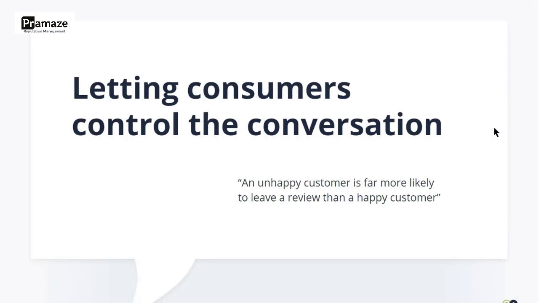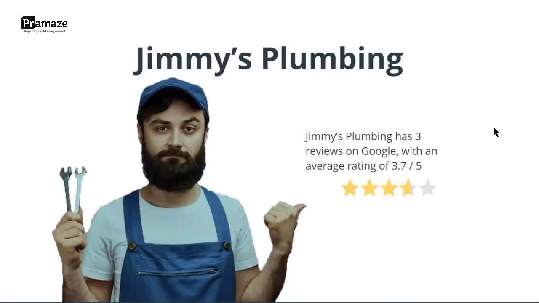Now let's take a look at a customer who is not proactively managing their reviews. Here we can see Jimmy's Plumbing. They have a score on Google of 3.7 out of 5. Now, first impressions, you might feel that 3.7 is actually not too bad. It's nearly 4, but it is always worth bearing in mind that reviews are a game of fine margins.